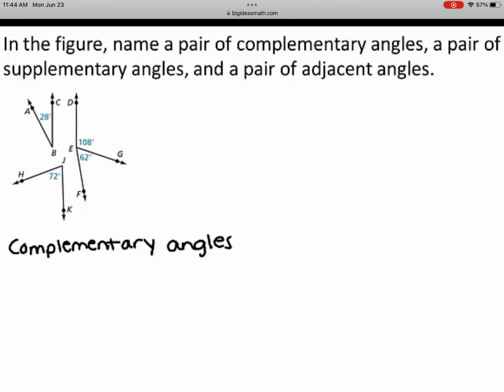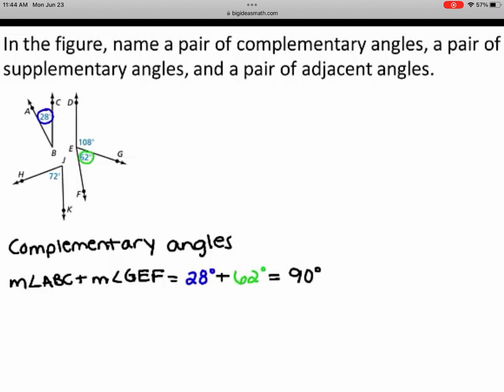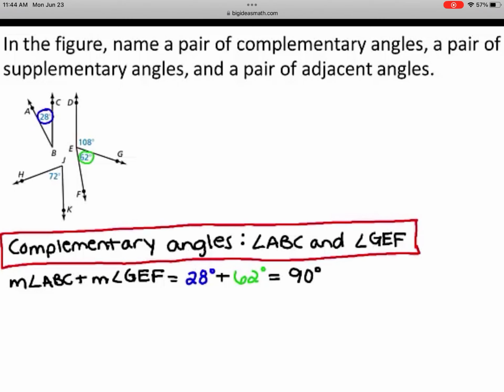In the figure, the measure of angle ABC is 28 degrees, and the measure of angle GEF is 62 degrees. When you add these two angle measures together, 28 degrees plus 62 degrees gives you 90 degrees. Therefore, angle ABC and angle GEF are complementary angles because their measures have a sum of 90 degrees.